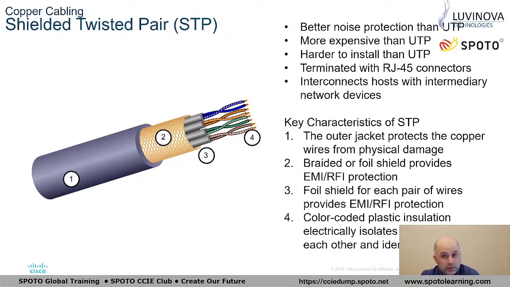Shielded twisted pair, as I already mentioned, has a braided foil shield. The shield provides EMI and RFI protection, or we call it a fence or Faraday cage, the same principle. We have an internal foil shield around each pair, which also provides that protection. And at the end, we have color-coded plastic insulation, which electrically isolates the wires from each other. The cable has an outer jacket, which protects the copper wire from physical damage.